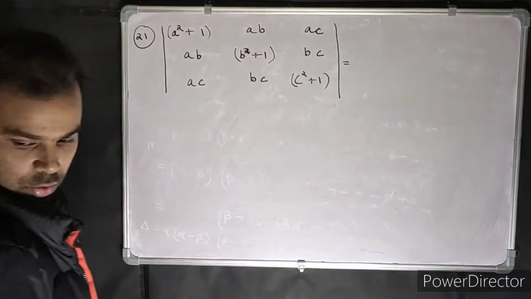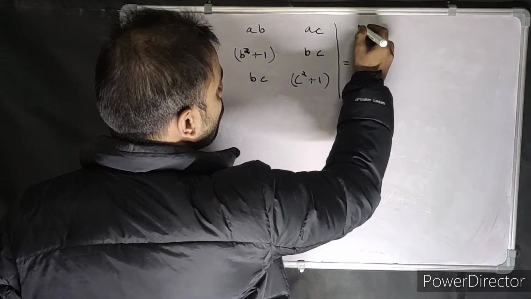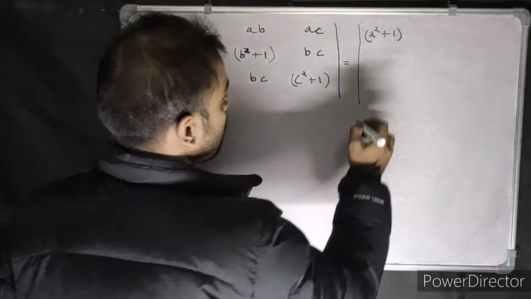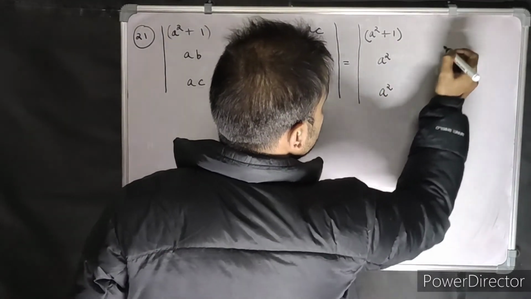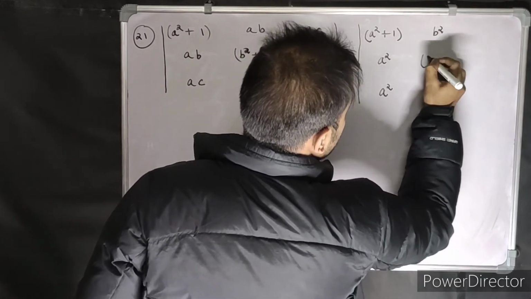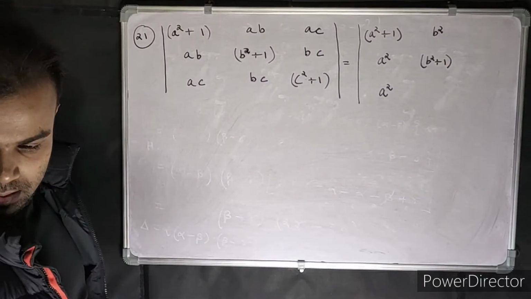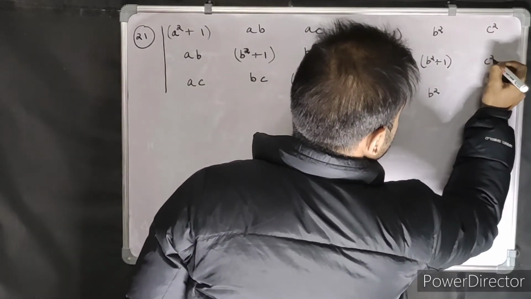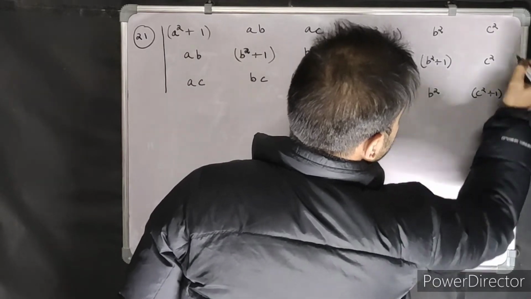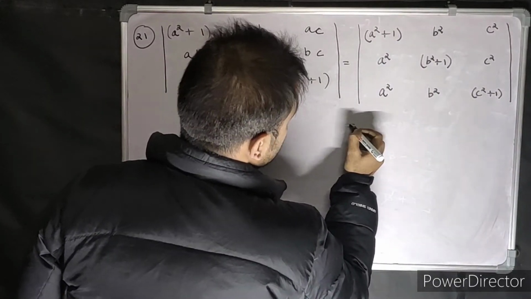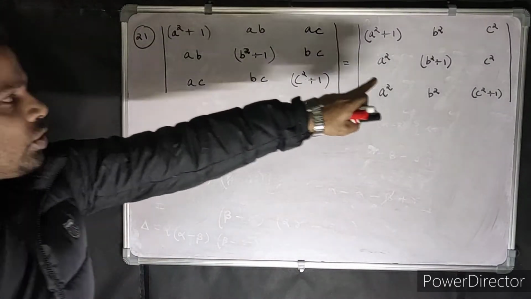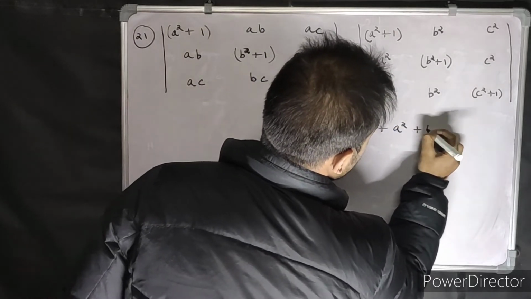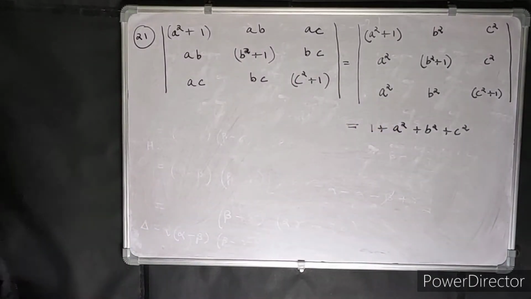This is equal to a square plus 1, a square, b square plus 1, and again b square, then c square, and c square plus 1. This in turn is equal to 1 plus a square plus b square plus c square. That's what you have to prove, okay?